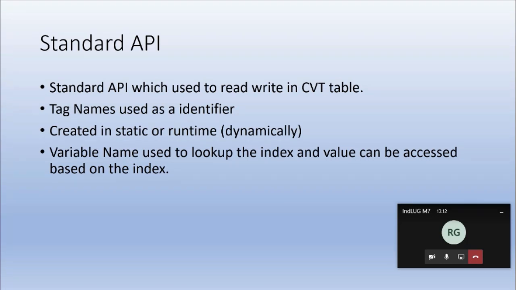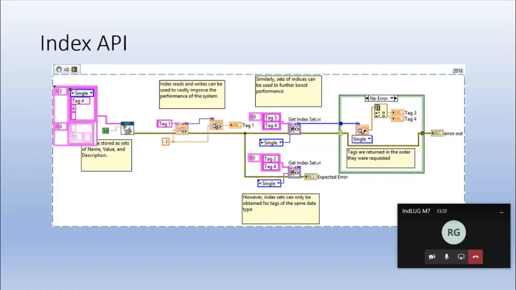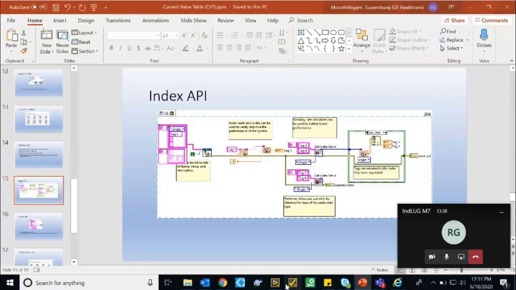So the value which can be referred to by the tag name can look into the index value, and the corresponding index value can be referred to in the data which is stored in the core set of the data, so that it can be accessed based on the index. So how are we accessing this? Here we are defining, so I just want to show a quick demo of this.